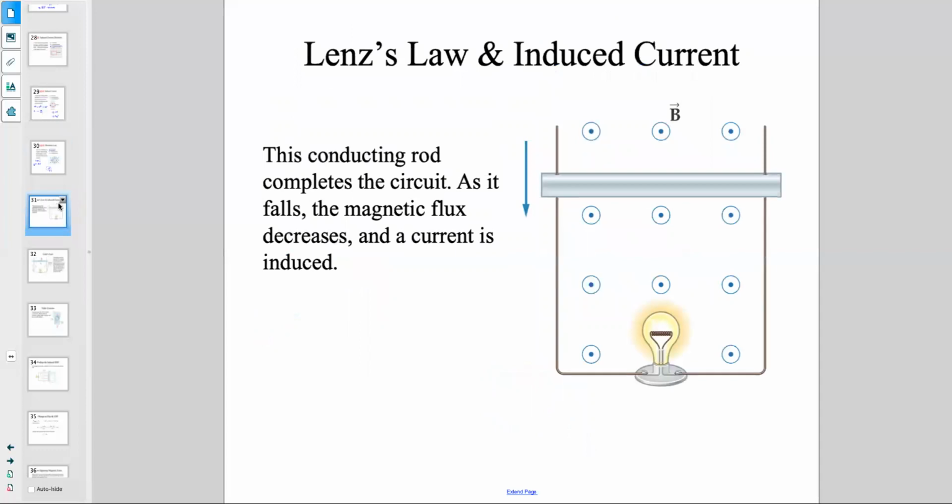Lenz's law and induced current. So this conducting rod completes the circuit. So you have a complete circuit right here, okay? As it falls, the magnetic flux decreases and the current is induced. So let's take a look. What we have here is that I have magnetic field lines that are coming out of the page.